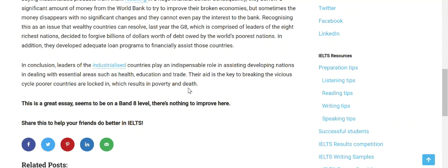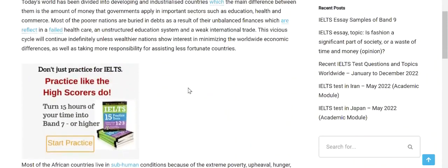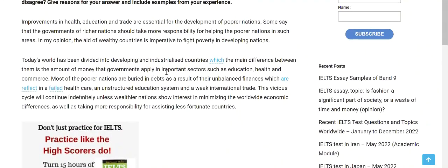The idea was, yes, I agree. The idea of the writer was, yes, I agree with the help from rich countries to poor countries. Done. But in the second paragraph, he gives some benefits, he gives some improvement, he gives some, I don't know, encouragement of they are richest countries.